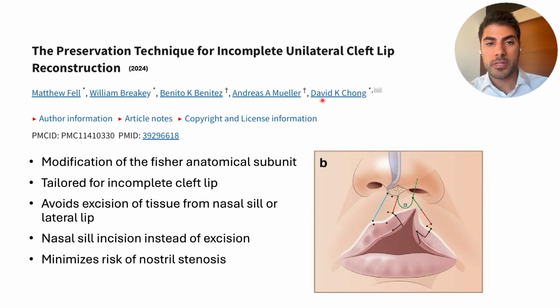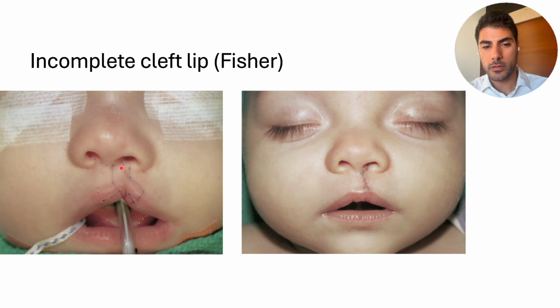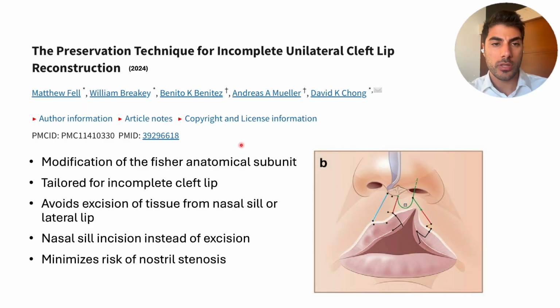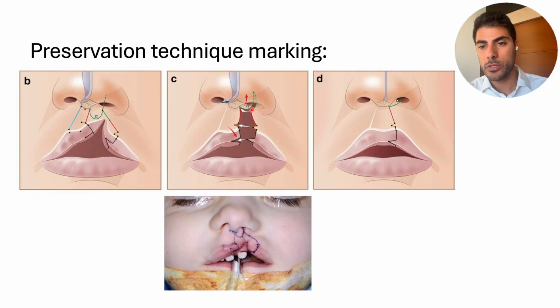And here, the preservation technique. So basically, with Fisher's method, what we do is we excise the nasal sill. There's a theory where excision of the nasal sill will cause stenosis. So the preservation technique came into place. I came across this article that was published in 2024, in which they used the exact same marking as Fisher, but instead of doing an excision in the nasal sill, so to avoid an excision and avoid the risk of nostril stenosis, what they do is an incision. So basically, this is the only tissue that is excised. Over here, we do not excise, we only incise in order to be able to rotate inwards.